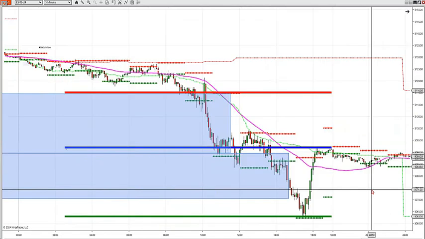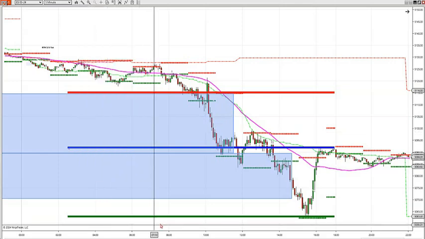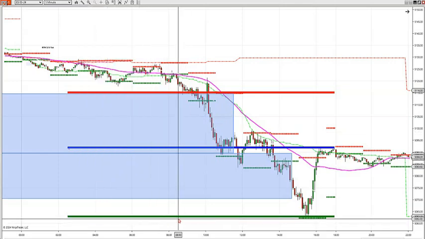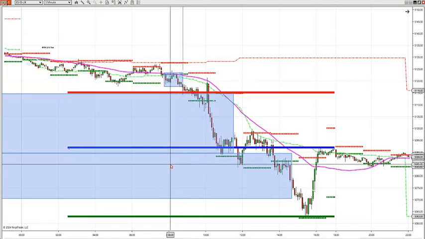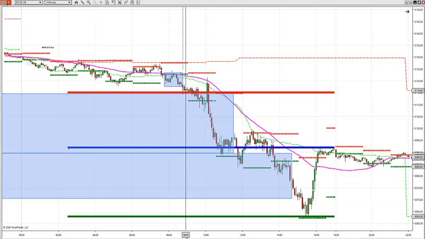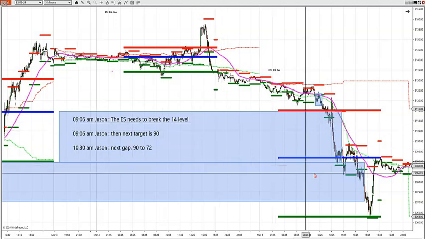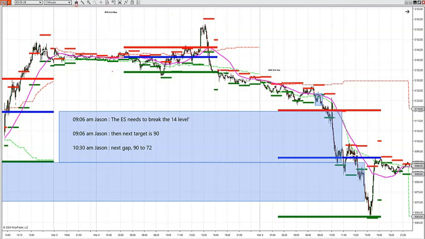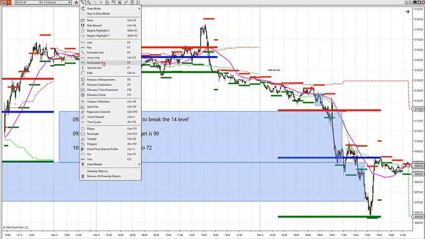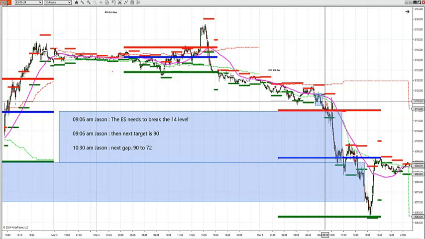Targets are this. Now, yesterday in the room, we were sitting right here in the morning. We're sitting here at 8:30 when I was typing in the room. I typed in the room right here, 9:06. So 9:06, right there's when I typed this in the room. How did I know these targets were potential targets for the day?